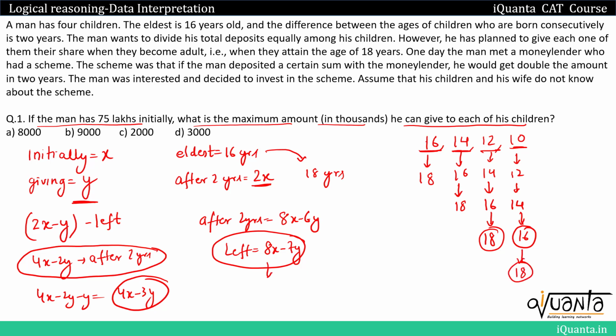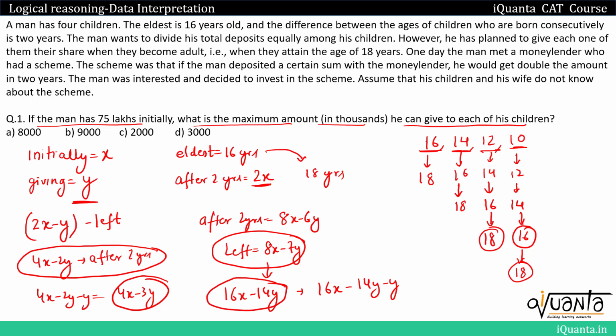So in another 2 years, this 8x minus 7y will also double. So when it doubles, it will become 2 times 8x minus 7y, which will give us 16x minus 14y. So this is the money he is having now, and from this he will be giving away y rupees to his last child. So when we deduct y from it, we get 16x minus 14y minus y.